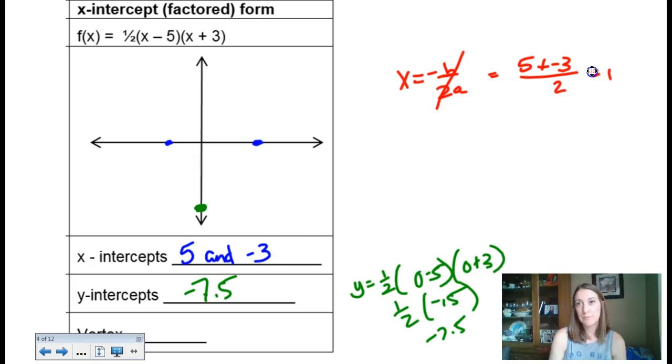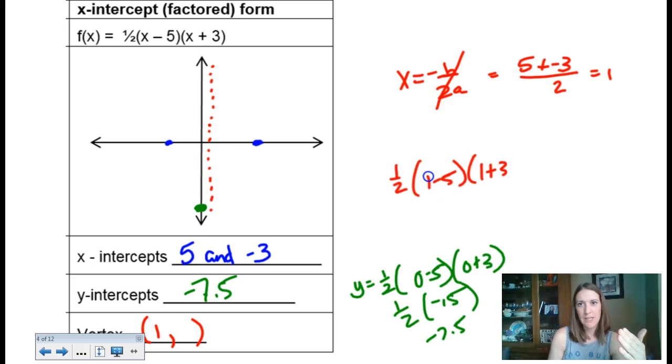2 over 2 is 1. So for my vertex, I know the x value is 1, so the axis of symmetry is somewhere there. And if I were to plug in x equals 1 to my formula, I get 1/2 times 1 minus 5 times 1 plus 3. So let's see, that's negative 4 times 4, it's negative 16. 1/2 of negative 16 would be negative 8. That is the y value.